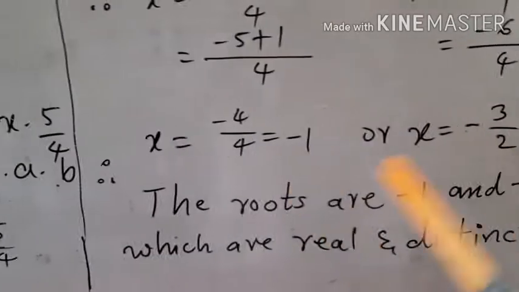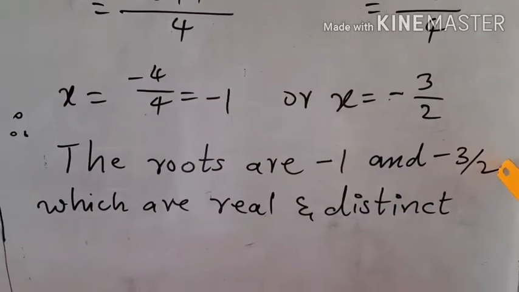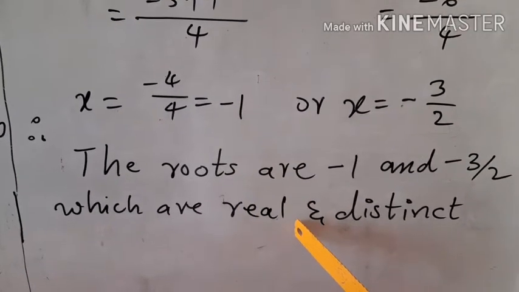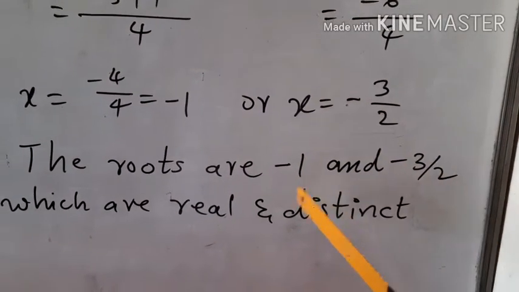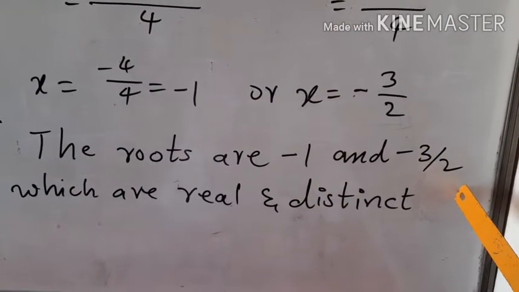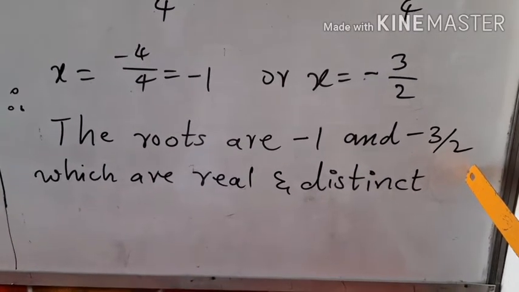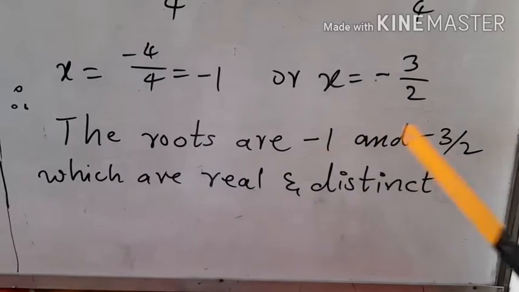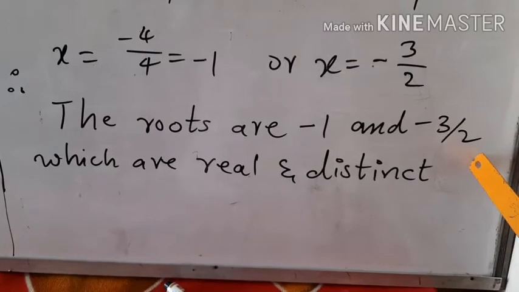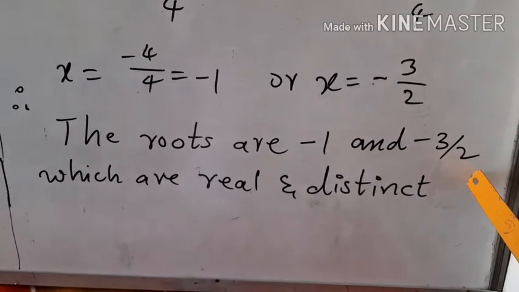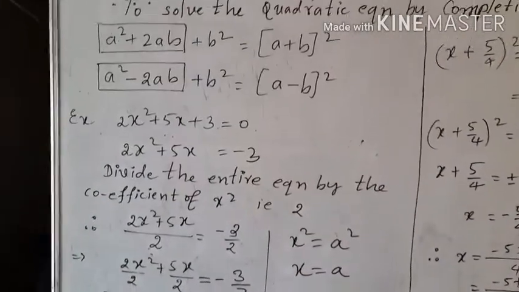So, the roots are minus 1 and minus 3 by 2, which are real roots because they are real numbers, and they are not equal, they are different. That is why the roots are called distinct roots. Whenever you are asked to tell the nature of the roots, you should tell whether they are real numbers or not and whether they are equal or different. This is how you should find the roots of the quadratic equation by the completing the square method.